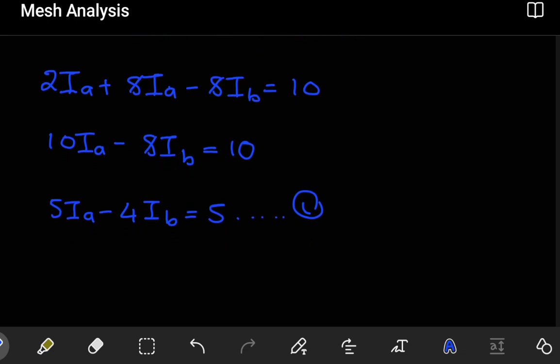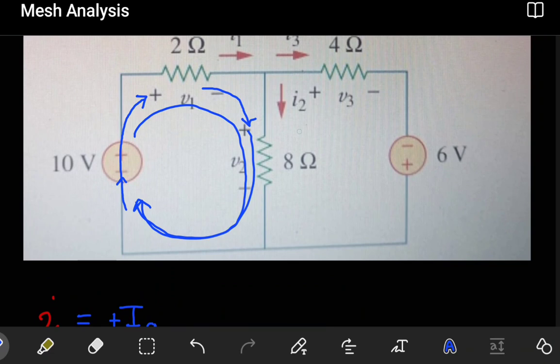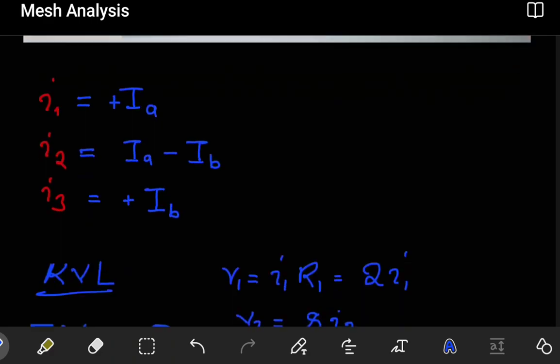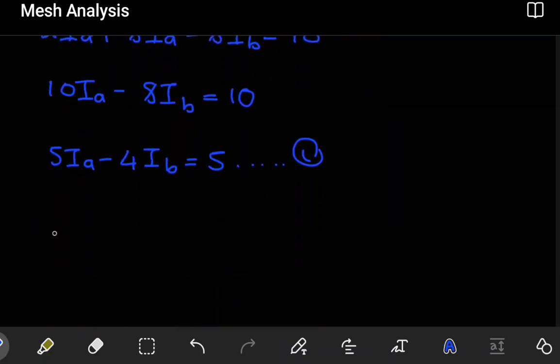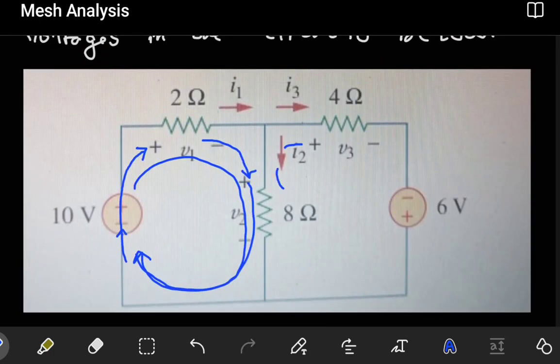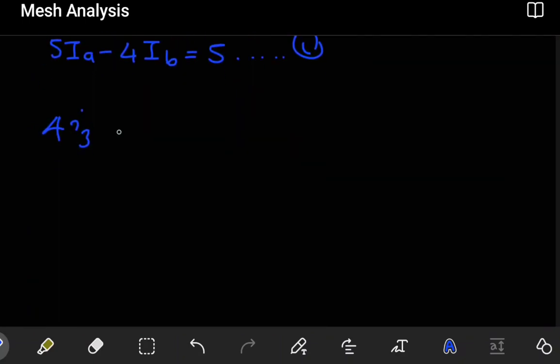Once this is done, we now go on to look at the second part, the second mesh. So we do the same thing. I can start from here. I find this at positive, so it's going to be the resistance times the current. Here the current passing is I3, so I'm just going to have plus 4I3. What comes next when I continue in this loop? The next is the power source. I find it at the minus point, so that's minus 6 volts.